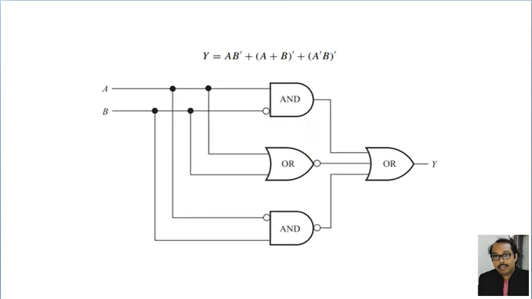But one more problem is given. See, this is A B bar. How is B bar represented? What I am doing here is representing the NOT with a simple circle. So this represents a NOT gate. Now this one is A plus B, whole bar. There is an OR gate, but instead of giving a NOT symbol here, I am giving a circle. Next one is A dash B bar.